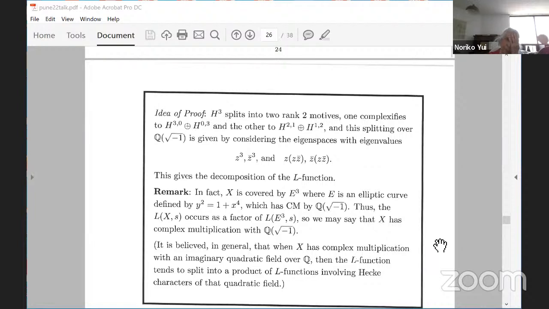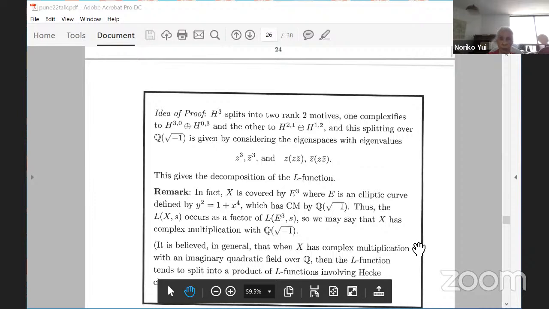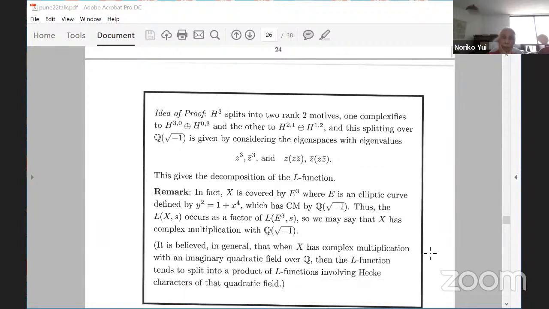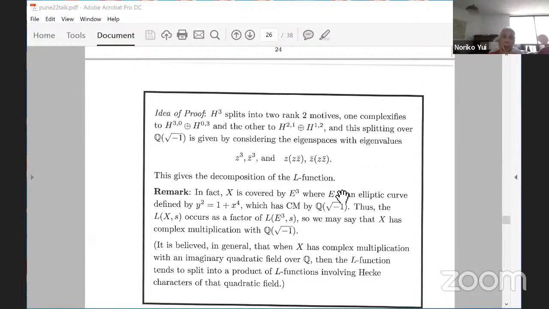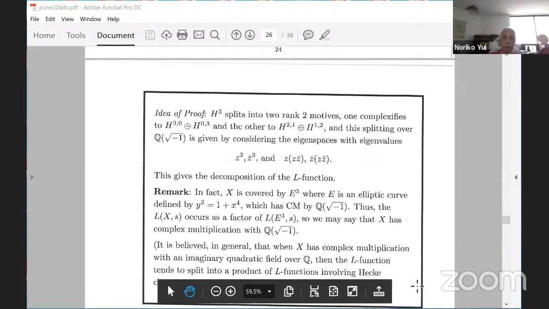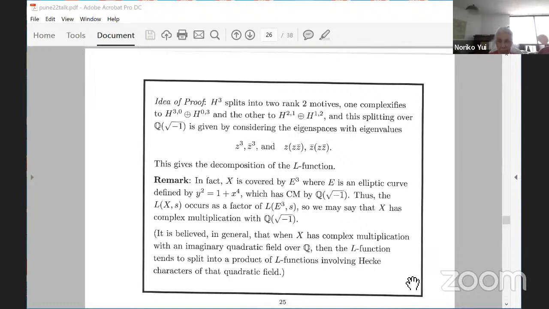In fact, we cannot even formulate a conjecture yet, but our speculation is that if a Calabi-Yau is covered by an elliptic curve or K3 surface with CM, it doesn't have to be a triple product of E. You can take E cross S, where S is a K3 surface, both CM. Then our L function will decompose into something involving Hecke characters. And if it involves Hecke characters, you are not going to get genuine automorphic forms like the Siegel modular forms and things like that. So the CM situation is bad news, I'm afraid.